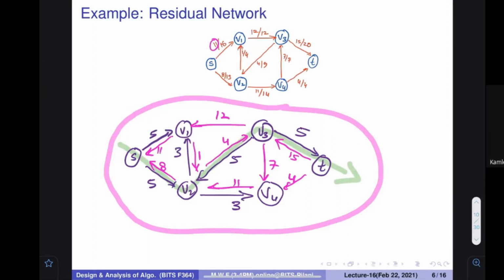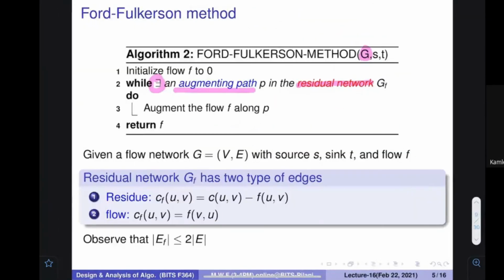And what is the strength? We have just talked about it. The strength is going to be the 4. Then you have understood what the augmenting path is. Everybody understood what the residual network is. Everybody understood what the augmenting path is.